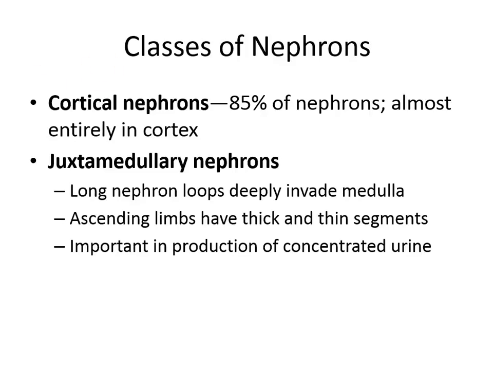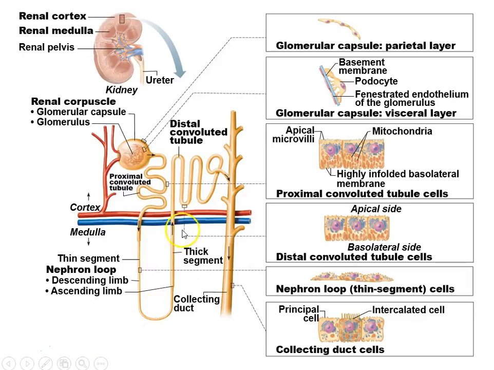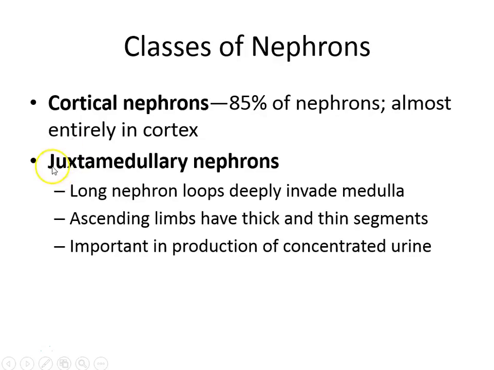So most of our nephrons are going to be the cortical nephrons. That's what we just looked at in the last picture here, where the loop goes down in the medulla, but it's not terribly long. Whereas juxtamedullary nephrons have much longer loops. So juxta, next to medulla. So they go far in, and what that allows us to do is to reabsorb more water.